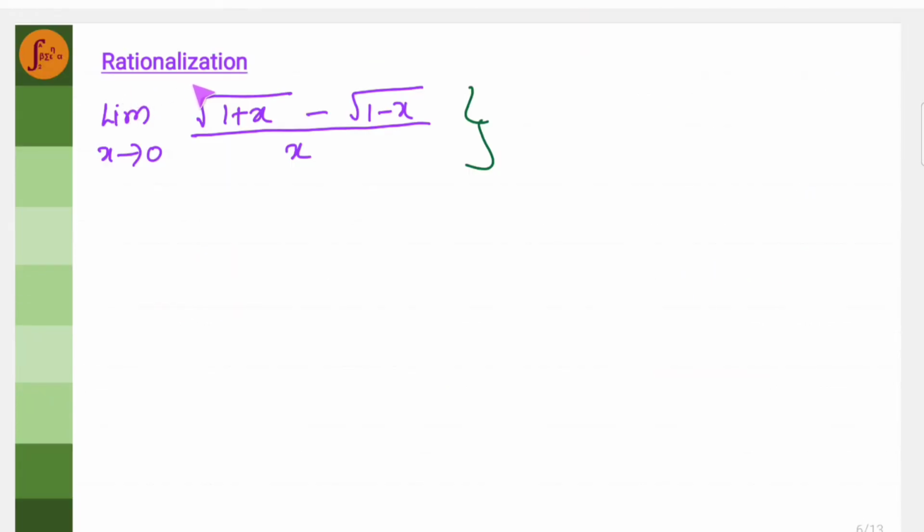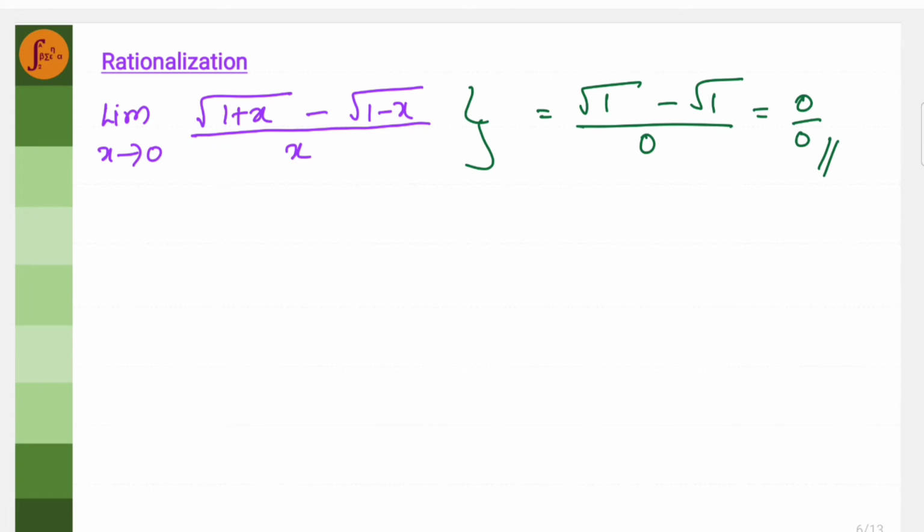Let's go with the method of rationalization. Whenever you have an expression with a fraction, you will have to use rationalization. And also when you have square roots, in that case also we'll have to use rationalization. But before we decide to go with rationalization, we will have to do substitution. So if you substitute x as 0, what are we going to get? We are going to get root 1 minus root 1 over 0. Now this is going to be 0 by 0. This is indeterminate. This is not acceptable. So now we will have to go with rationalization.